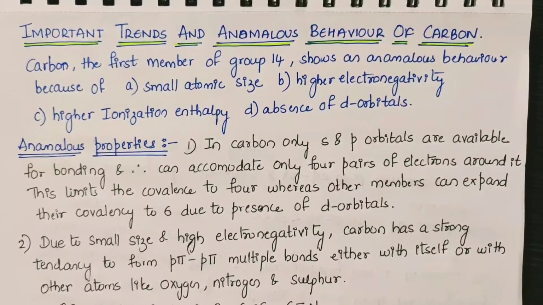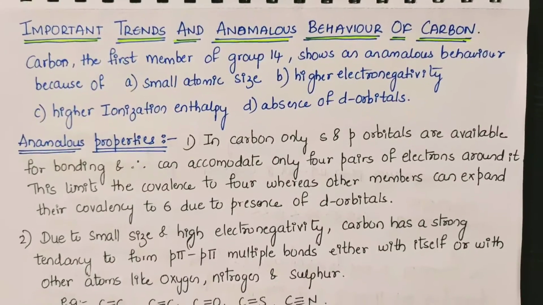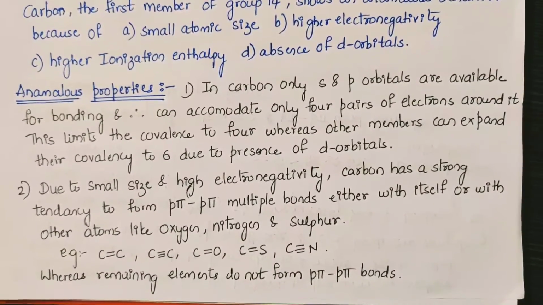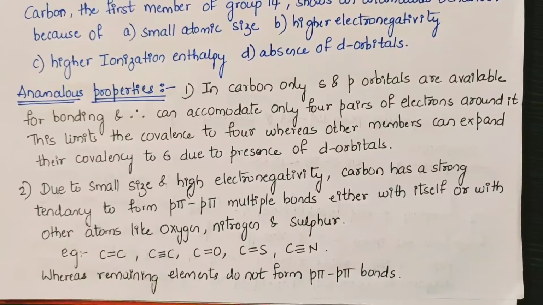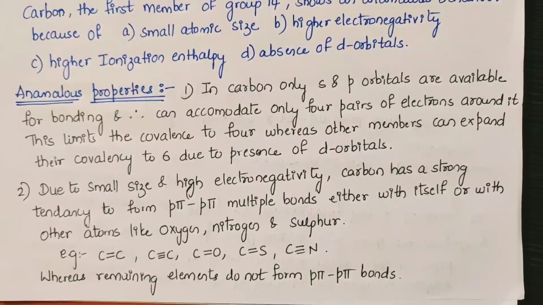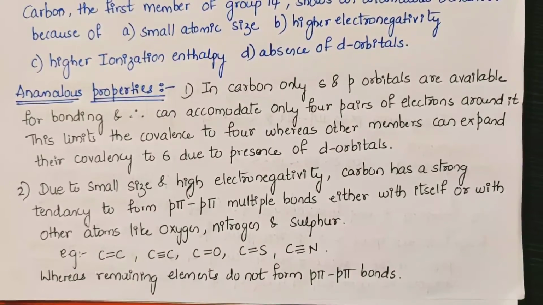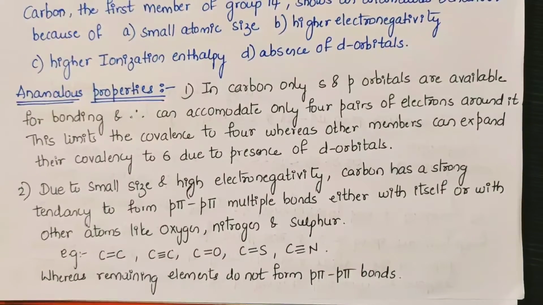Okay, next, due to small size and high electronegativity, carbon has a strong tendency to form p-pi multiple bonds either with itself or with other atoms like oxygen, nitrogen and sulfur. So carbon has small size, high electronegativity, and a tendency to form p-pi bonding.